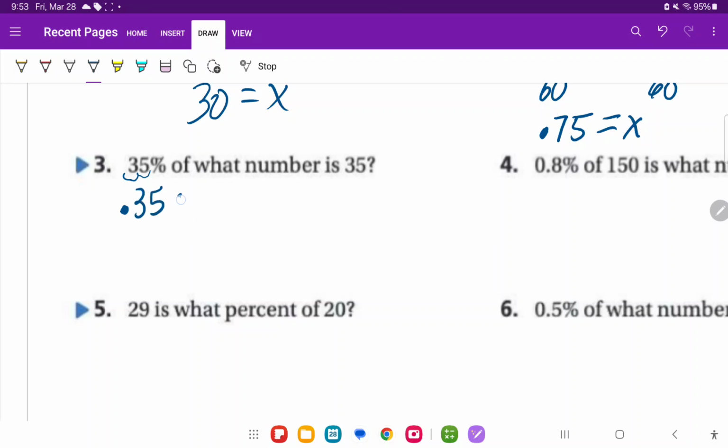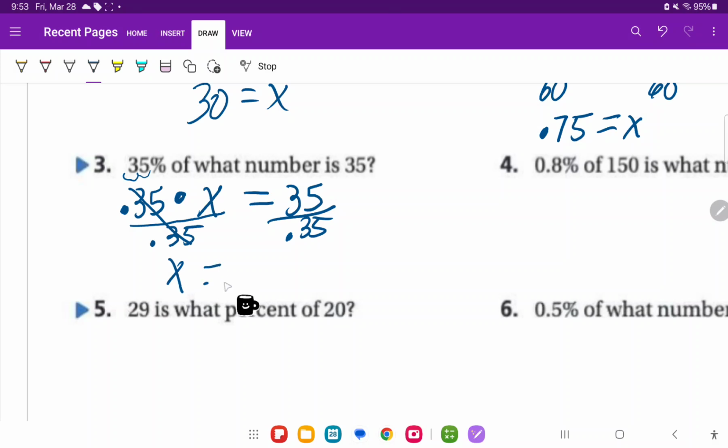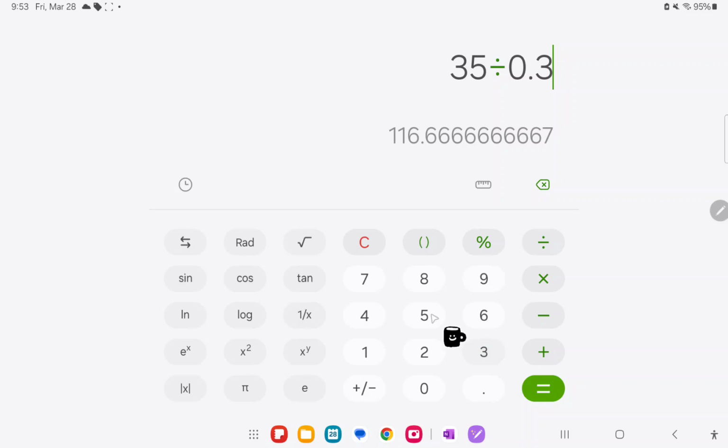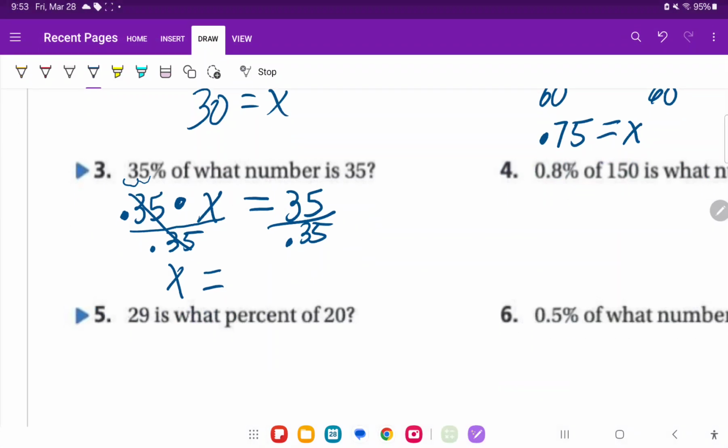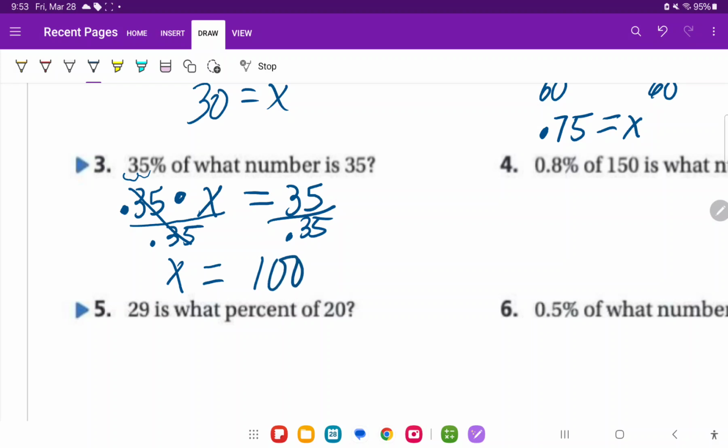0.35 of what number is 35? Okay, so here's your of, here's your is. All right, so we want to divide by 0.35. That way this cancels out, we're left with X. So 35 divided by 0.35, that is 100. All right, so X would be 100. So 35% of 100 is 35.